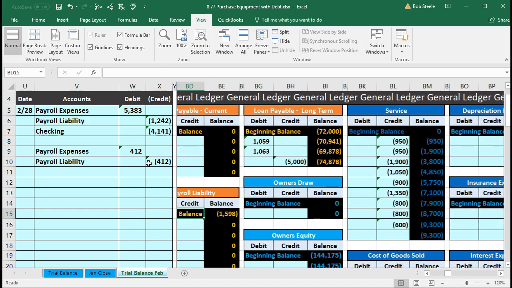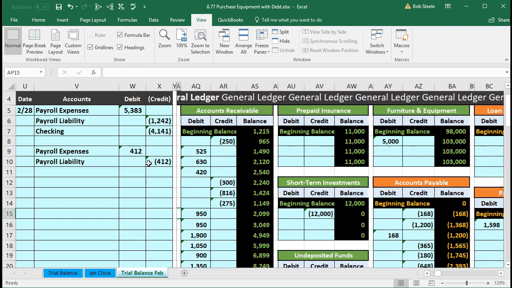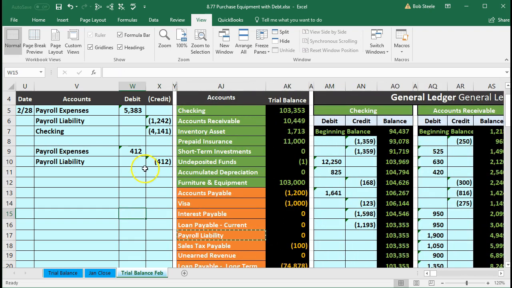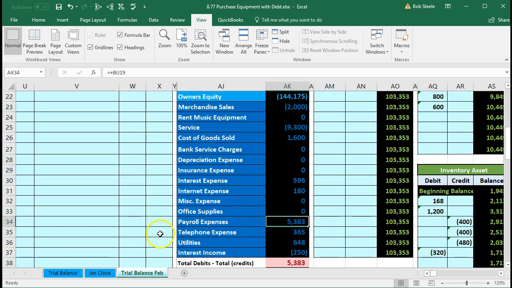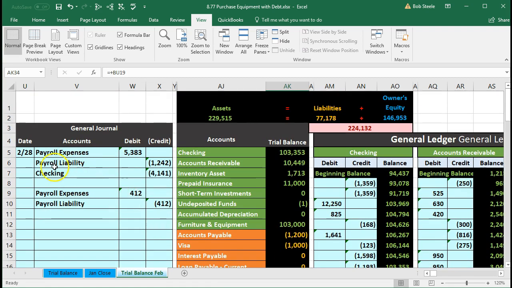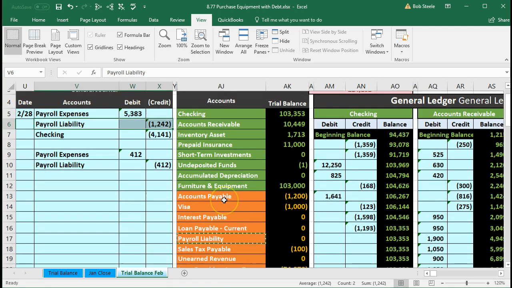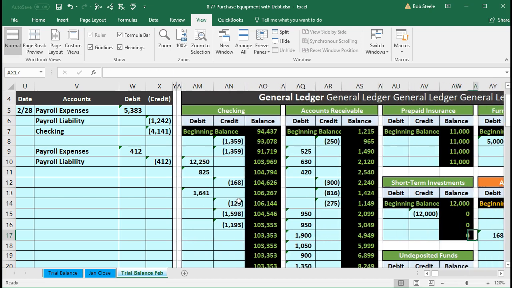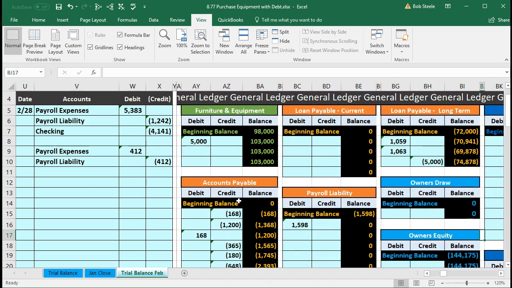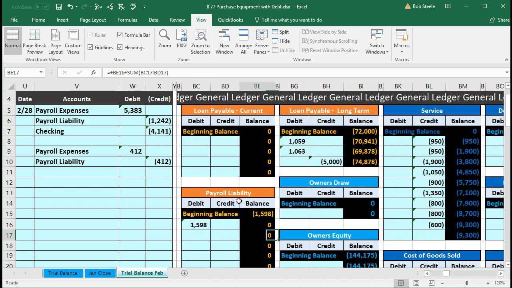Let's go back to the trial balance and double check that that is indeed the case. I'm just scrolling left to find the trial balance, and probably could have done that faster, but there it is, 5,383. Now we're going to post the other two pieces. We're going to go to the payroll liability. It's a credit. Payroll liability is right there in AK17, the fifth liability account, and therefore will be the fifth liability account in the general ledger. Let's go find it. Assets, liabilities, payroll liability, and we are in BD17.